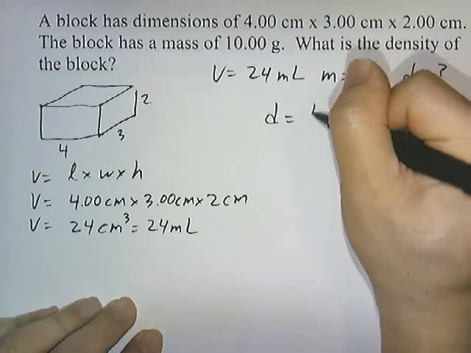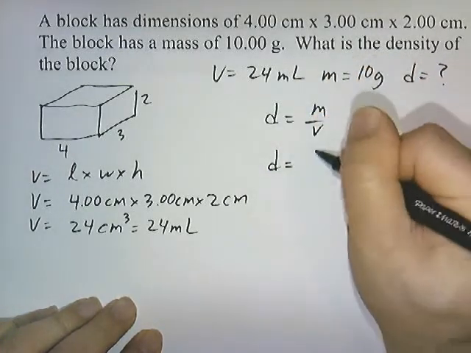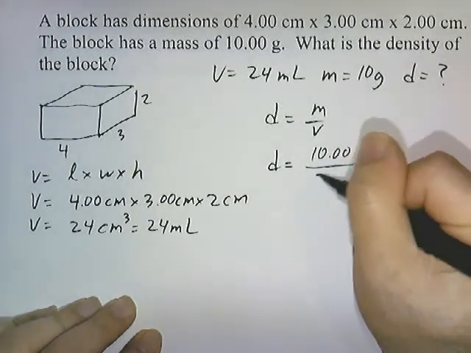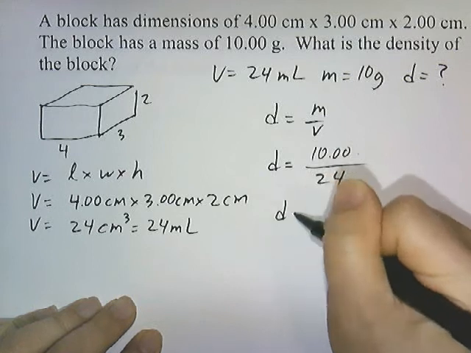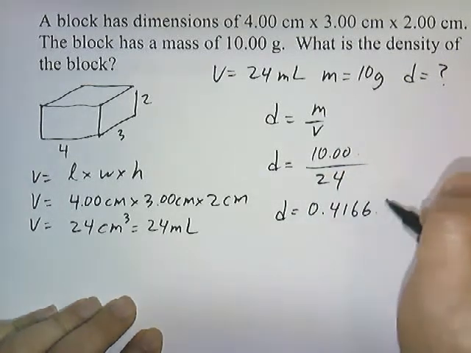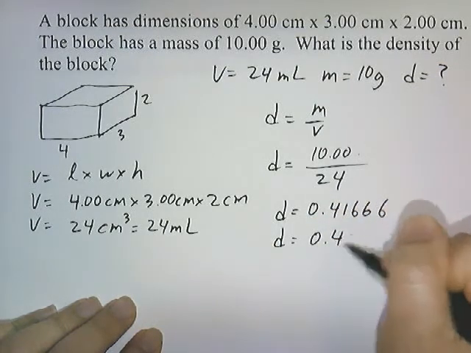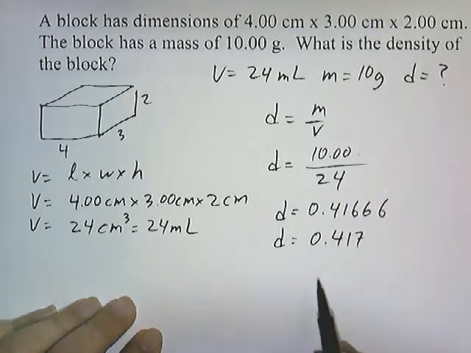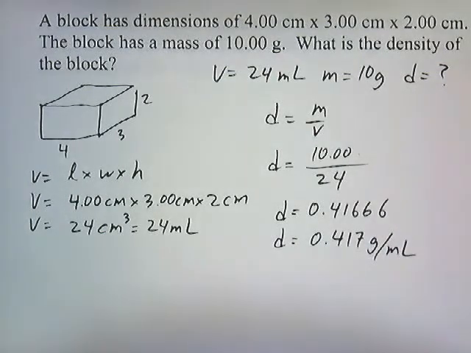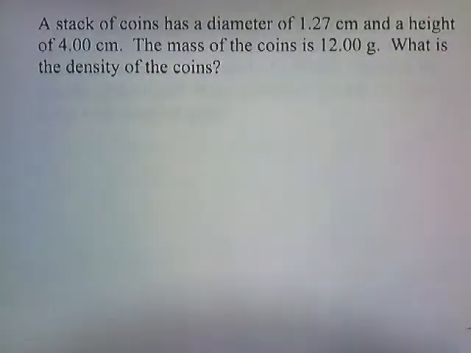D equals M over V. D equals 10.00 divided by 24. Our density is going to be 0.41666, which is about 0.417. And the units of density? Grams per milliliter.